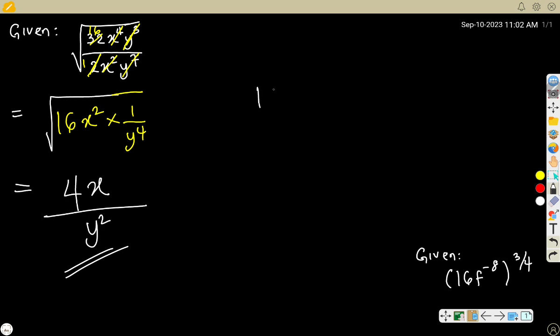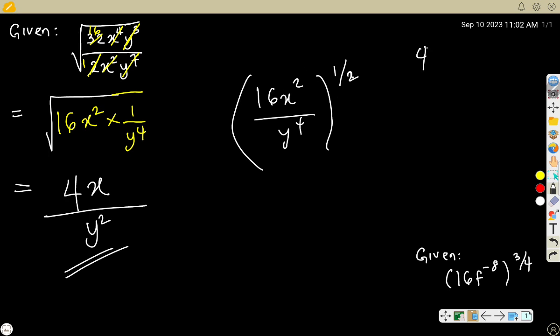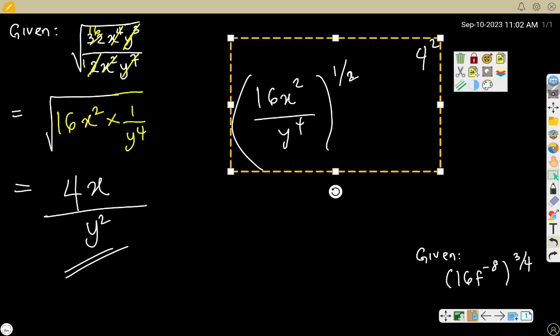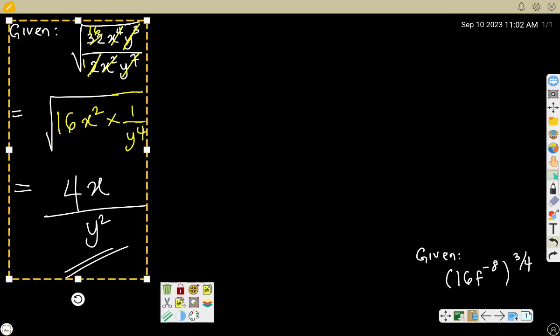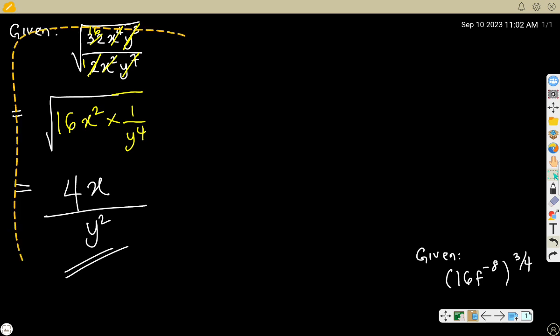Because this is 16x square divided by y raised to power 4, remember square root is power half. So that half will affect everything inside, because 16 is also 4 square. So take note, if you don't want to use indices, you can also go that way, but using indices is longer. Now let's see the second question.